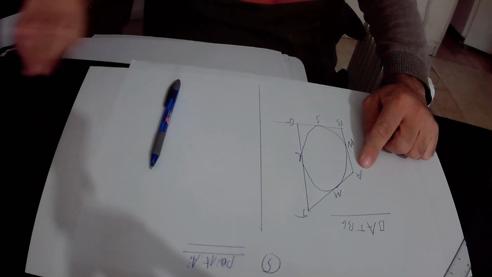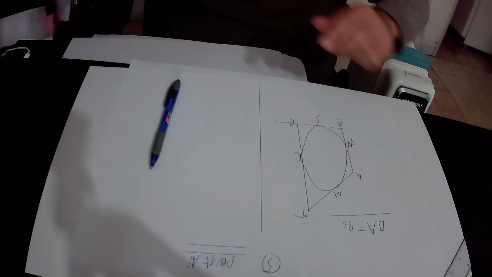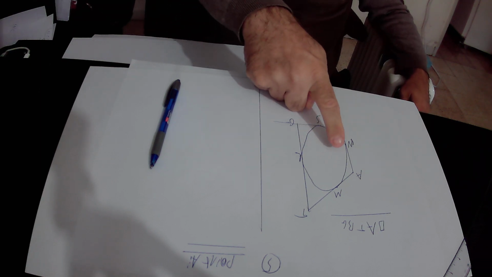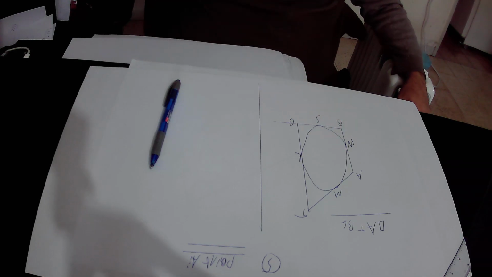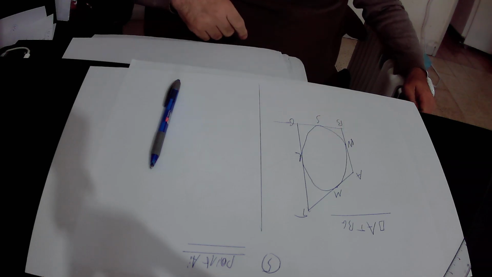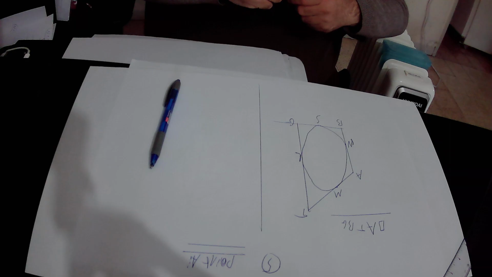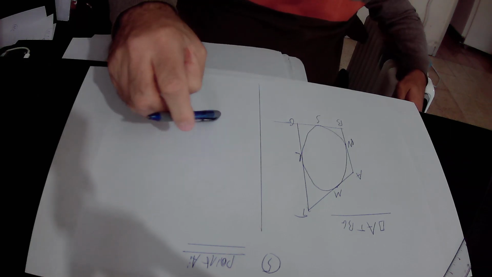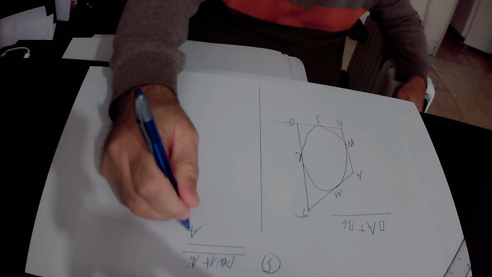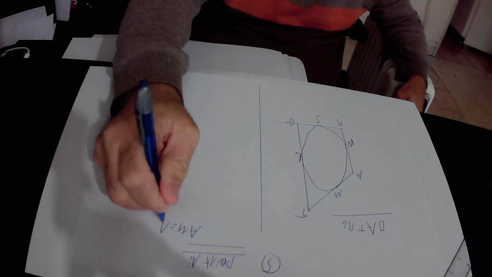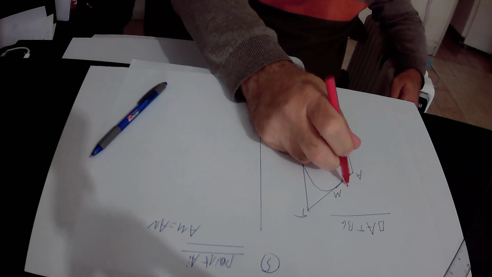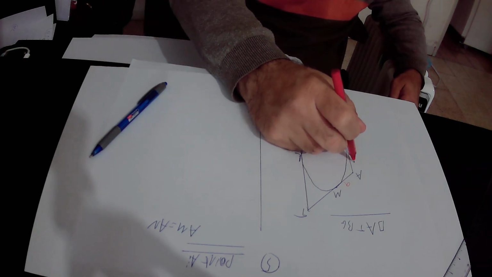From the common external point, point A, we have two tangents to this circle, tangent AM and tangent AN. According to rule number 2, they must be equal to each other. That is to say, AM equals AN. So if AM is A, then AN must also be equal to A.